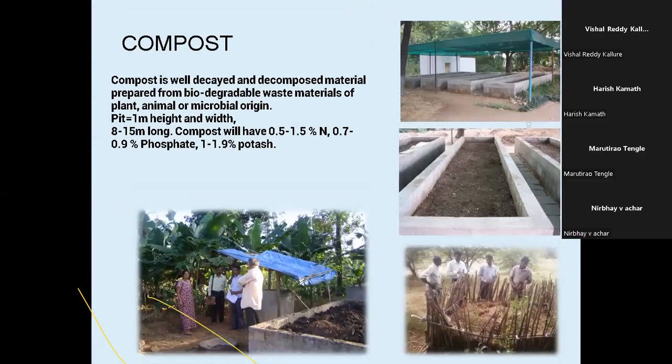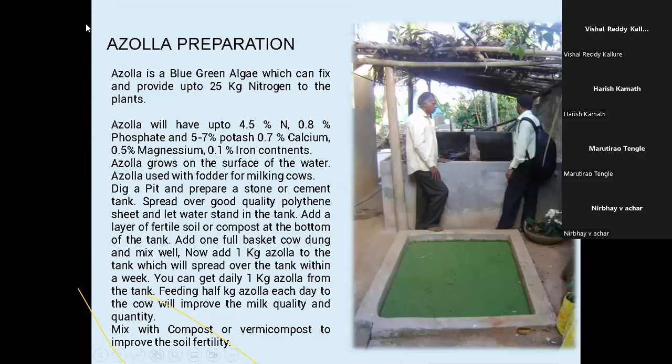Another material is azolla. This is also like a blue-green algae. I think you have seen this somewhere. This can be grown and added to the compost or vermicompost, which will improve the nitrogen content in the material. Azolla has to be grown in a tank. There is a procedure. It will grow on water, and it has a good content of nutrients.